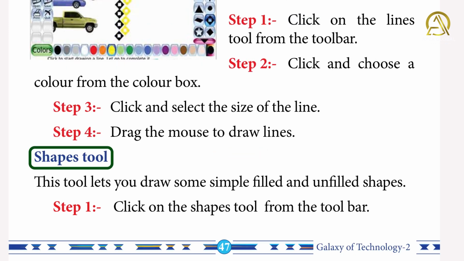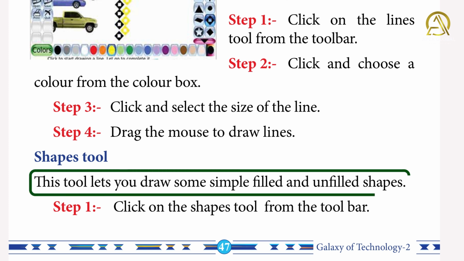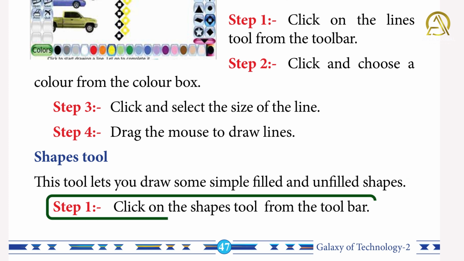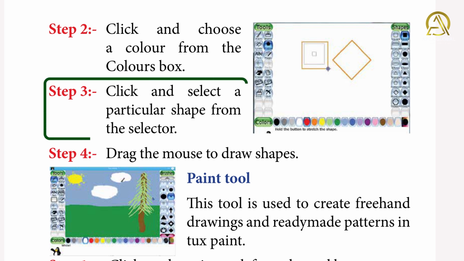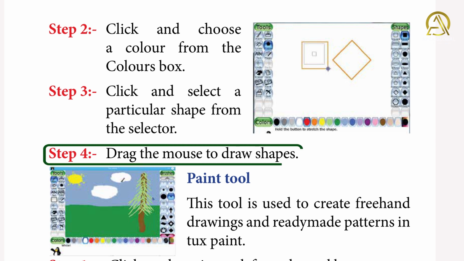Shapes tool. This tool lets you draw some simple filled and unfilled shapes. Step 1. Click on the Shapes tool from the toolbar. Step 2. Click and choose a color from the color box. Step 3. Click and select a particular shape from the selector. Step 4. Drag the mouse to draw shapes.